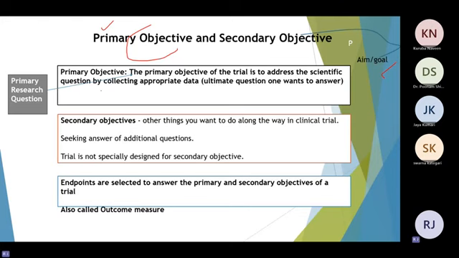So the standard definition of primary objective is: the primary objective of the trial is to address the scientific question by collecting appropriate data, or the ultimate question that one wants to answer. Okay, don't worry, we'll see these two things with the help of examples. It will be clear to you. And the secondary objective is the other thing you want to do along the way in the clinical trial, meaning apart from the main goal, your second goal is your secondary objective.